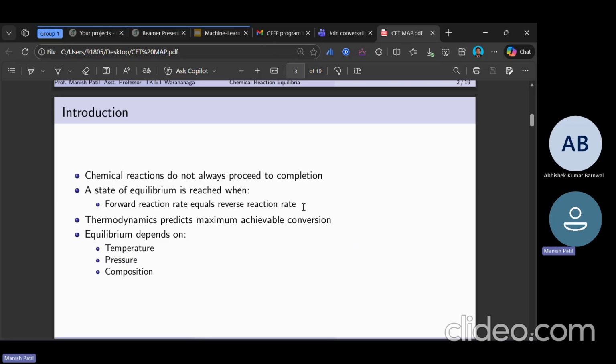Certain molecules go in the forward direction and certain molecules go in the backward direction. So the net flow would be zero; though the concentration may vary, the net flow in both directions would be zero. Thermodynamics predicts the maximum achievable conversion, and equilibrium depends on temperature, pressure, and composition. Equilibrium doesn't mean the reaction stops. Molecules continue reacting in both directions, so only the net change is equal to zero.